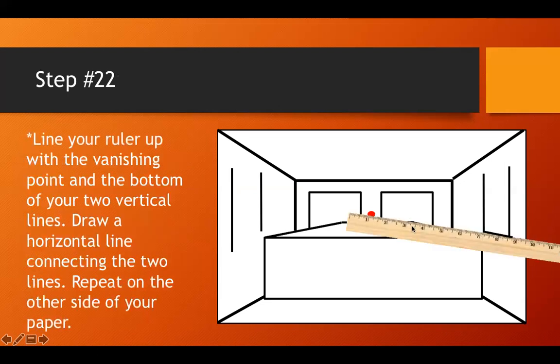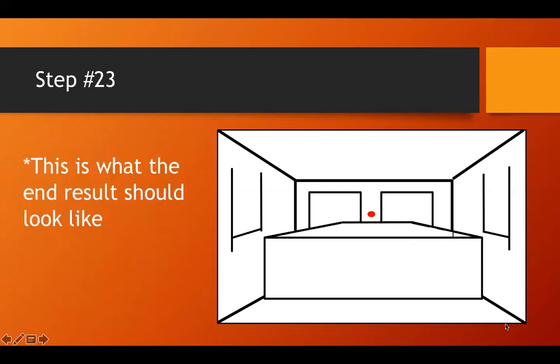Then you're going to use your ruler and line it up with your vanishing point. Your ruler has to touch those two lines at some place. See how they touch, and then you're going to draw a line connecting those two lines. Now, if you have a little bit of overhang, that's okay. That happens. You're going to do that on both sides.